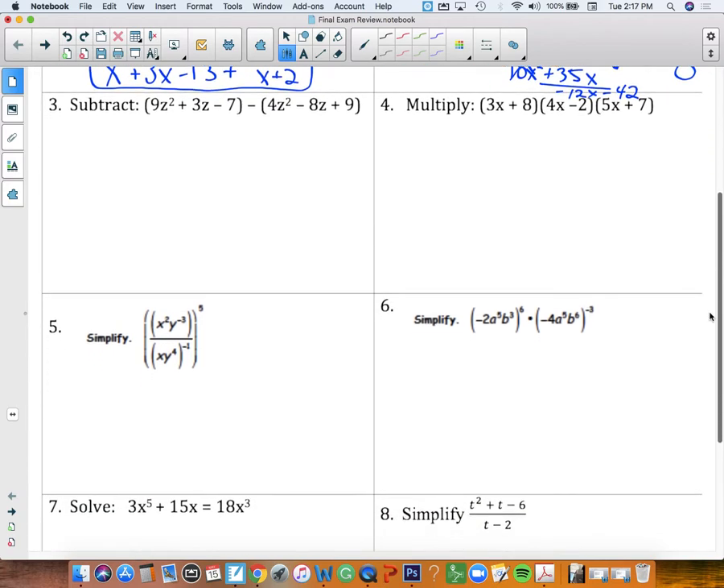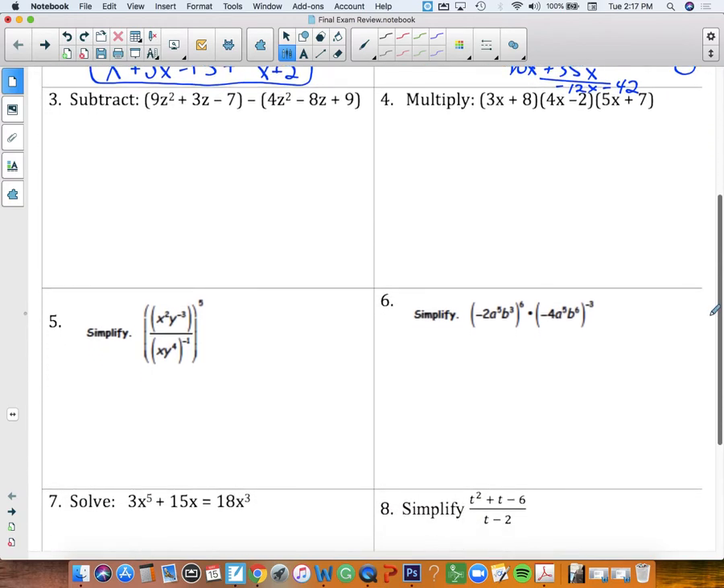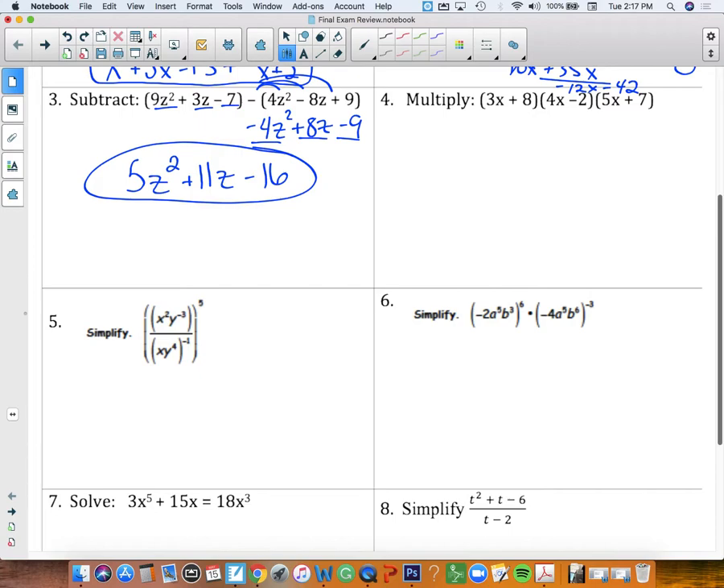All right, next round, subtraction. All you've got to do is distribute that negative through there and then combine like terms. So I'm going to have 9z squared minus 4z squared, so that's 5z squared. Positive 3z, positive 8z, so that's 11z. -7, -9, so that's -16. That's your solution.